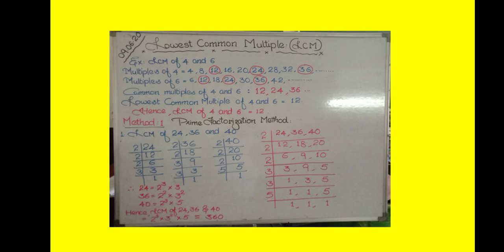Now here the common multiples of 4 and 6 are... Among those two sets of multiples, what are the common multiples? Common means these multiples should be in both the sets, that are 12, 24 and 36. There will be more, but the minimum number from the beginning. So the lowest means the smallest, the least. So the lowest common multiple of 4 and 6 is 12. Hence, LCM of 4 and 6 will be 12. I hope it is clear to you.